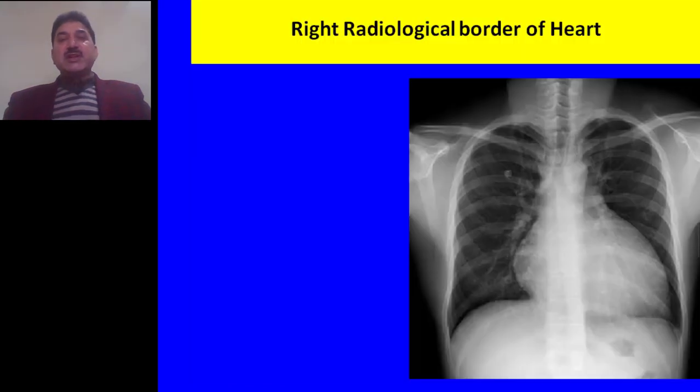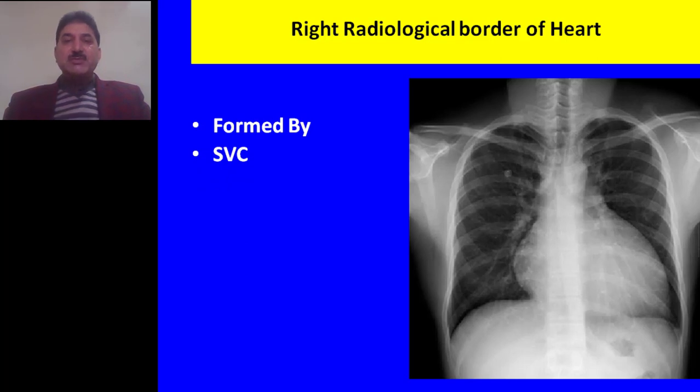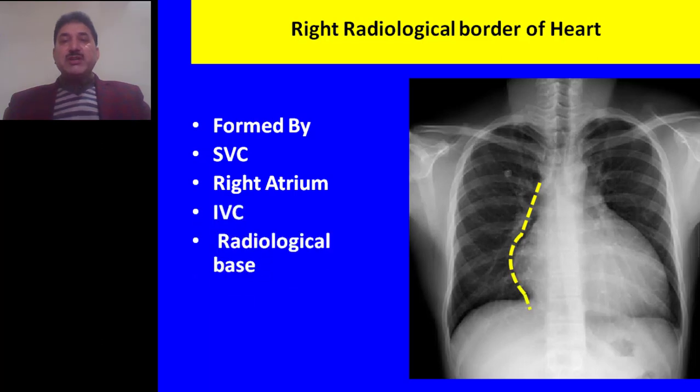What is right radiological border of the heart? Right atrium also contributes to the formation of right radiological border of the heart. This border of the heart on X-ray is formed by superior vena cava, right atrium, and inferior vena cava. So in contrast to the right anatomical border of the heart, which is formed by the right atrium, right radiological border of the heart is formed by superior vena cava, right atrium, and inferior vena cava. Radiological base of the heart rests on the left dome of the diaphragm, whereas anatomical base of the heart rests in the second intercostal space.